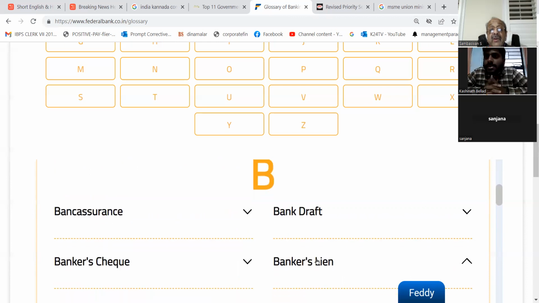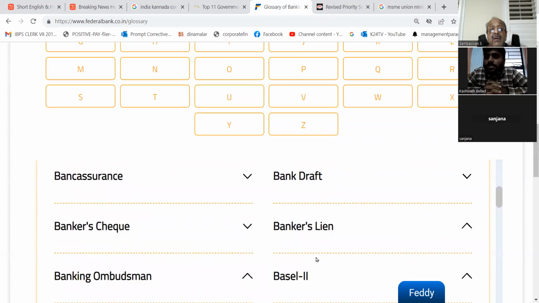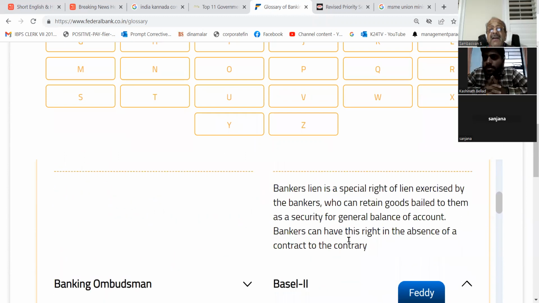Very good. Now, what is this? Banker's lien. Please read this. Banker's lien is a special right of lien exercised by the bankers who can retain goods bailed to them as a security for the general balance of account. Bankers can have this right in the absence of a contract to the contrary.